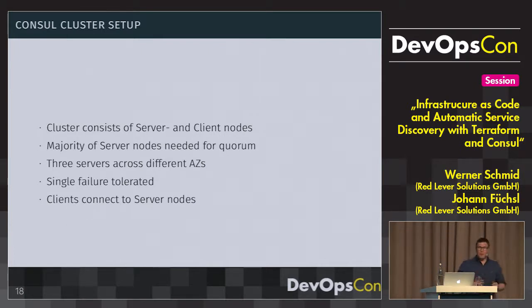Now let's converge back to our demo that hopefully is spinning up or is already spun up. And I will now talk about the setup of Consul that we are using. A Consul cluster consists of server nodes and client nodes. The server nodes are responsible to store all the data, to coordinate all the requests, to make sure it's consistent and available everywhere.